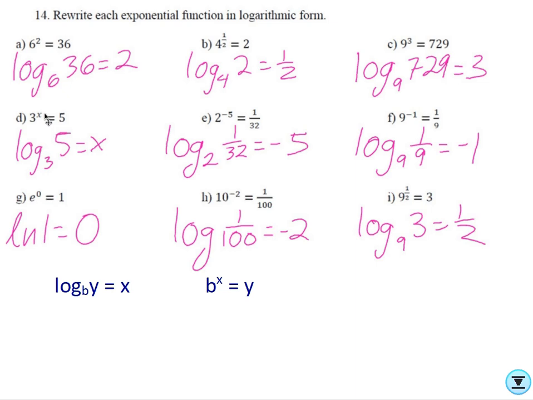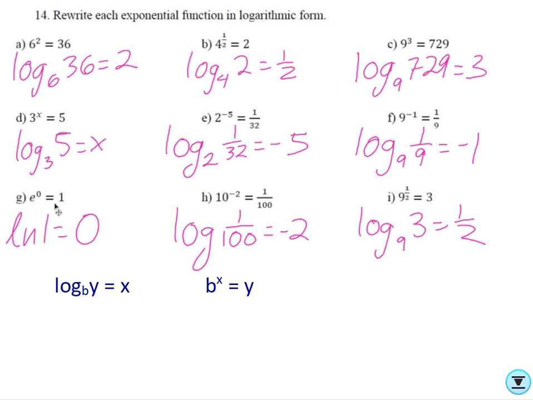Here, the x is actually an x. So log base 3 of 5 is x. This is not something to be able to calculate without change of base formula or estimation. For letter E, 2 to the negative fifth is 1 over 32. That's log base 2 of 1 over 32 is negative 5. Here, 9 to the negative first is 1/9. Log base 9 of 1/9 is negative 1.